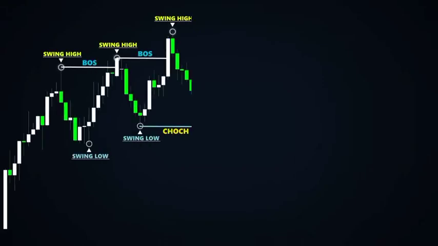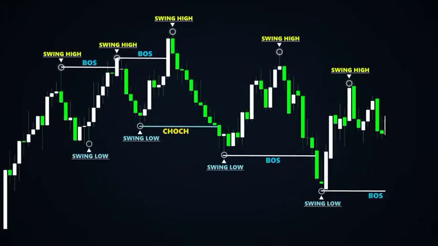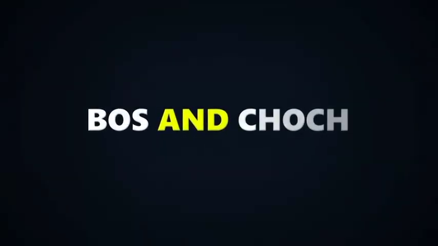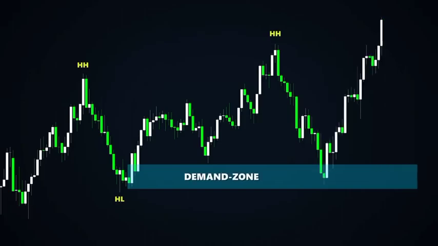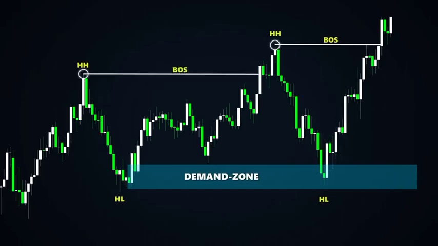It's easy to spot a swing high or a swing low, but the real question is, will the trend continue, or is it about to reverse? That's where 2 simple tools come in: break of structure and change of character. Let's start with break of structure. Imagine the market is in an uptrend. Price is making higher highs and higher lows. Then price pulls back a little and pushes higher again, breaking the last high. That's a break of structure. It tells you the uptrend is still strong. You can draw a line across the last high to mark it. Once price breaks and closes above that line, that's your confirmation. It means the market is still bullish.